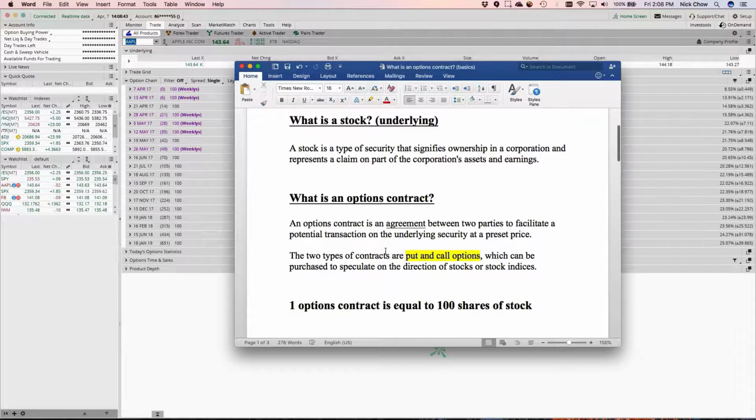So going back to what an options contract is. There are two types of contracts. They're called puts and calls, which can be purchased to speculate on the direction of stocks or stock indices. So you can purchase options on stocks, or you can trade them on an index such as the S&P or the NASDAQ. But we'll just stick with Apple as an example.